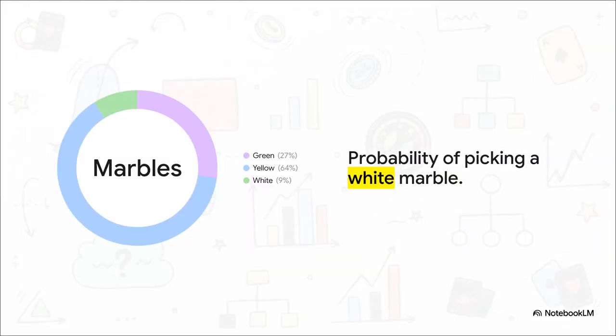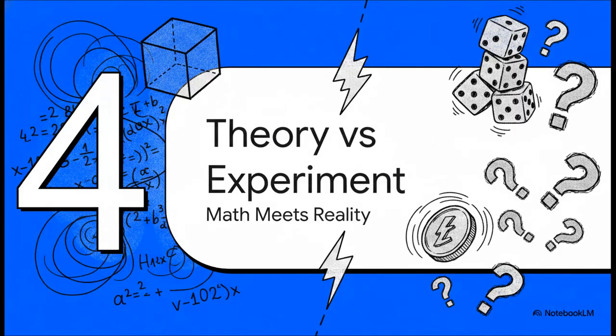Let's try one more real quick. Picture a bag mixed with 11 marbles. You've got 3 green, 7 yellow, and just 1 single white marble. The probability of blindly grabbing that white one, it's 1 favorable outcome over 11 total outcomes. That comes out to roughly 0.09 or a 9% chance. Highly, highly unlikely.